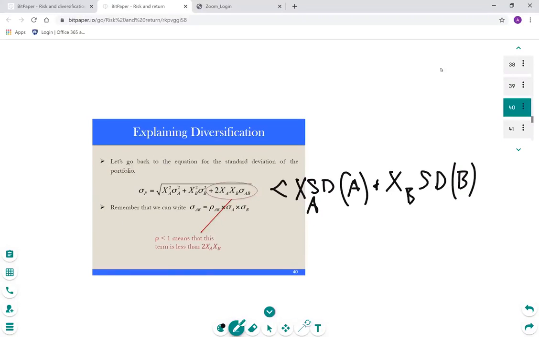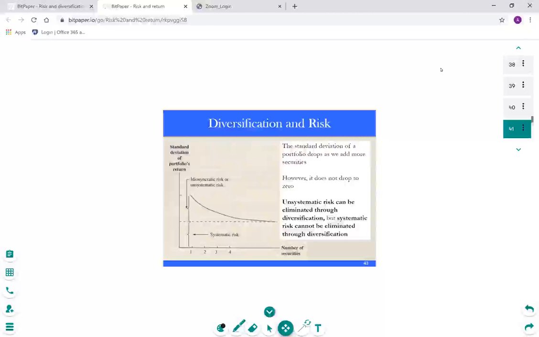As long as this rho, this correlation, is less than 1, that will ensure that this inequality holds. Now, back in our discussion of the difference between unsystematic and systematic risk, we mentioned that unsystematic risk can be diversified away, but there's always going to be some level of systematic risk that still persists that we're not going to be able to get rid of.